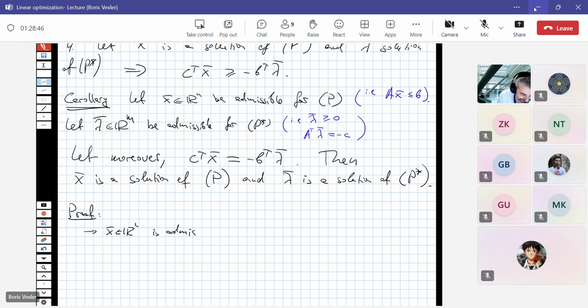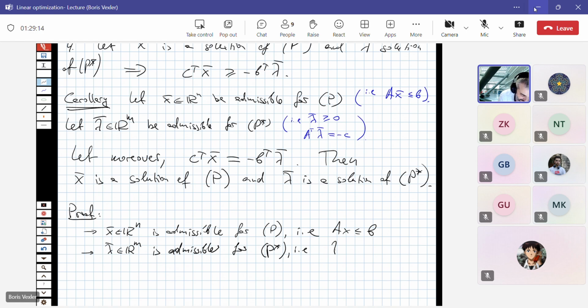What we know: X bar is admissible for P, meaning that A X bar is less or equal than B. And lambda bar in R^m, here we have n, here m, is admissible for P star, meaning that lambda bar is non-negative and A transpose lambda bar is equal to minus C.